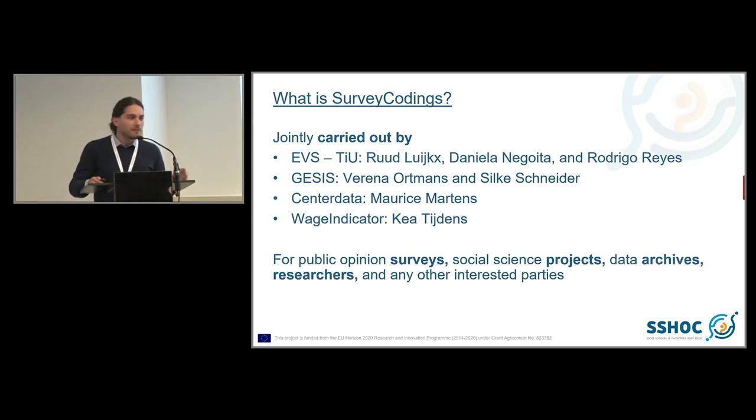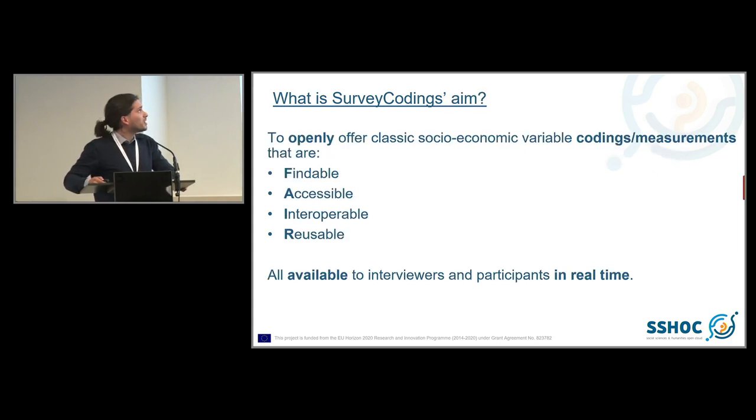Survey codings is intended for public opinion surveys, social science projects, data archives, researchers, and pretty much any other interested party. What exactly is our aim? We aim to openly offer classic socioeconomic variable codings and measurements that are findable, accessible, interoperable, and reusable. All of these are aimed to be available to interviewers and participants in real time.